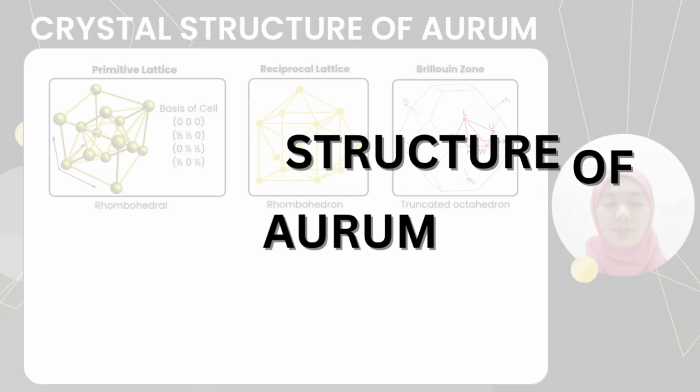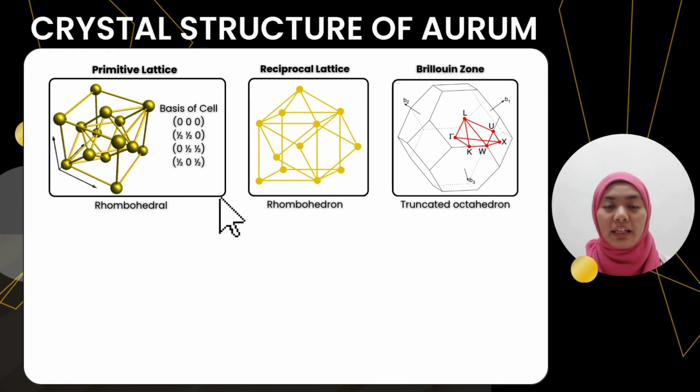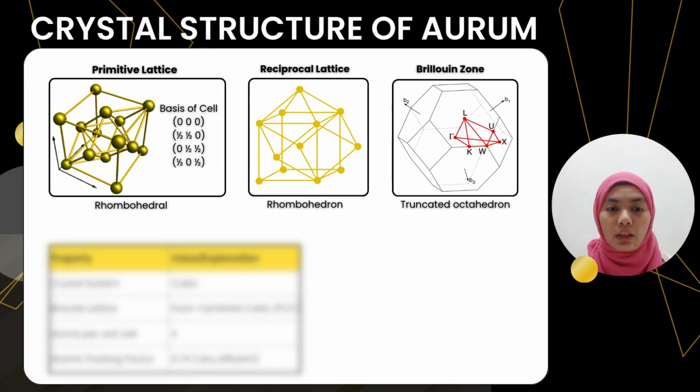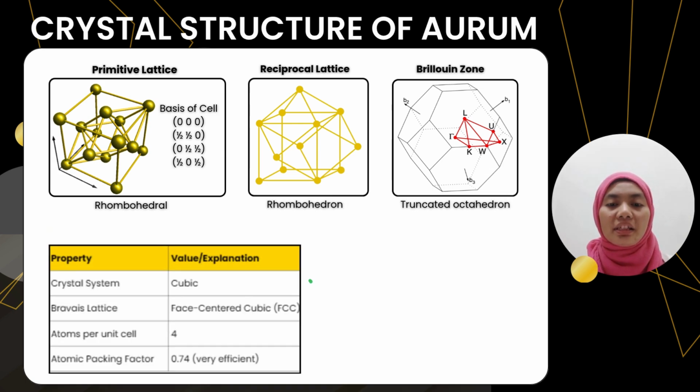Crystal structure of Aurum. The primitive lattice of Aurum in real space is rhombohedral, while in reciprocal space it is a rhombohedron. The first Brillouin zone is shaped like a truncated octahedron. Aurum belongs to the cubic crystal system with an FCC Bravais lattice. Each unit cell has 4 atoms with an atomic packing factor of 0.74.